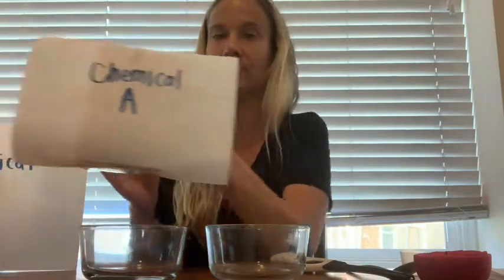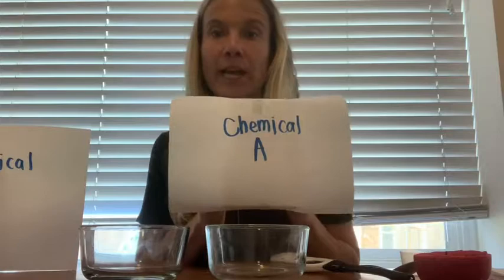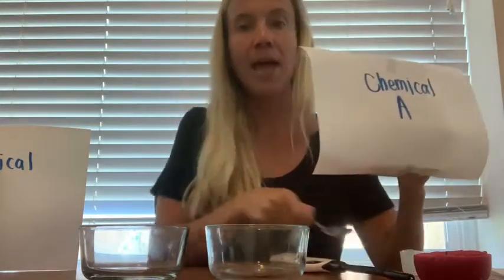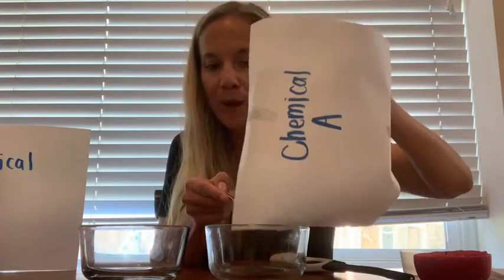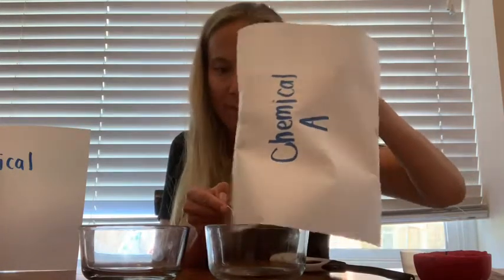So let's get started. First, we're going to use jar 1. We're going to mix chemical A with chemical B. So let's start by measuring chemical A and putting it into the jar. We are going to use about 2 tablespoons of chemical A.